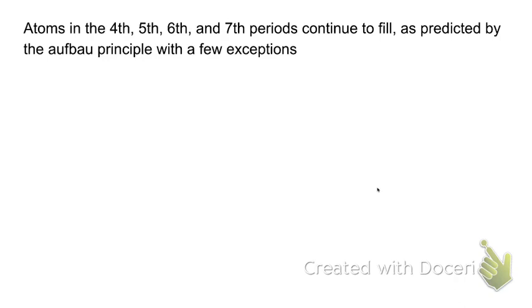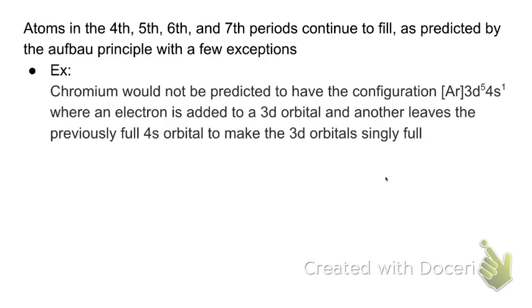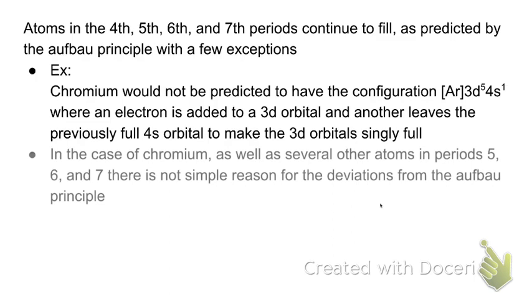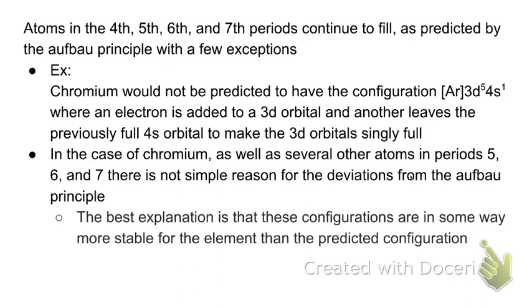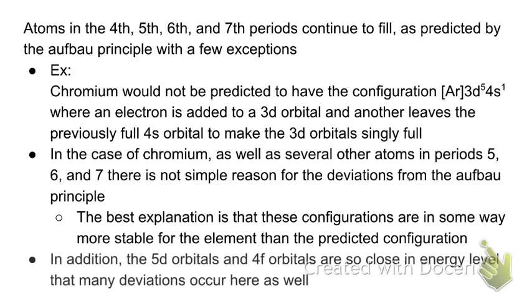Atoms that are in the 4th, 5th, 6th, and 7th periods continue to fill as predicted by the Aufbau principle, with a couple of exceptions. Chromium, we wouldn't predict it to have this configuration where an electron is added to a 3d orbital and another leaves the previously full 4s orbital to make the 3d orbitals singly full. In the case of chromium, as well as several other atoms in periods 5, 6, and 7, there isn't a simple reason for why they deviate from the Aufbau principle. The best explanation is that for whatever reason, these configurations are in some way more stable for the element than the predicted configuration, and so they take them.